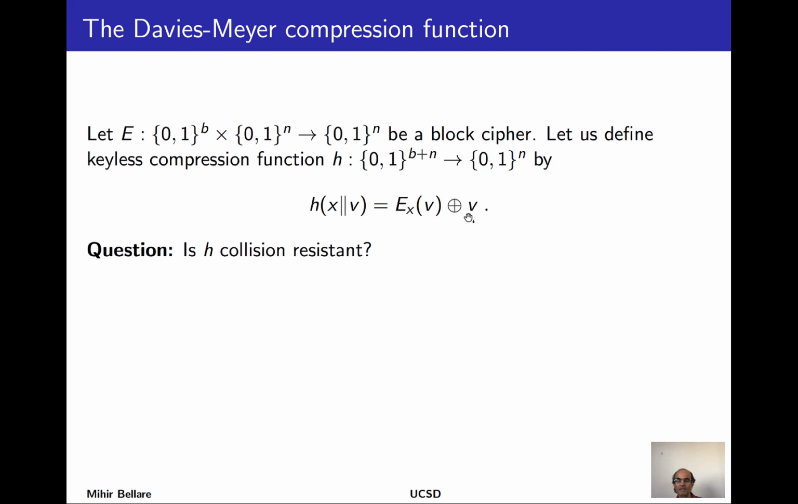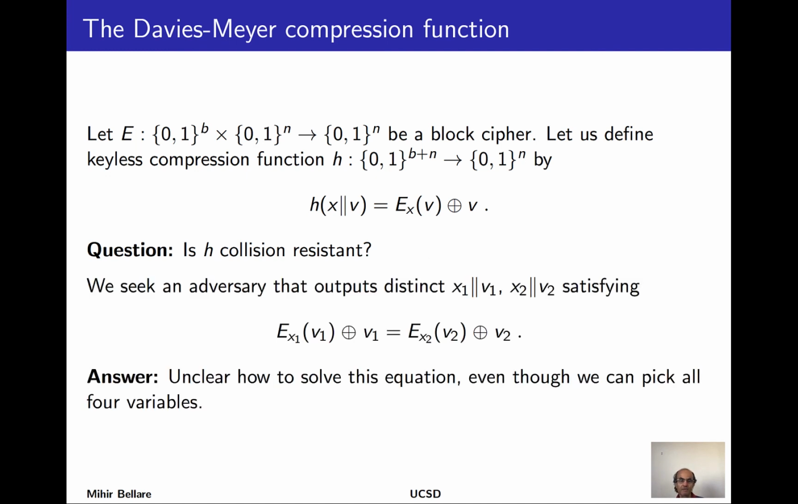So here you have n bits, and the sum is another n bits. So we look at that and say, well, there's not much of a change. We better try to see if that works. Is it still collision resistant? We can set it up the same way as before. We are seeking an adversary that finds inputs x1, v1, x2, v2, such that this equation is true. We again see we have one equation with 4 unknowns. We get to pick every single unknown, and we need to solve the equation.